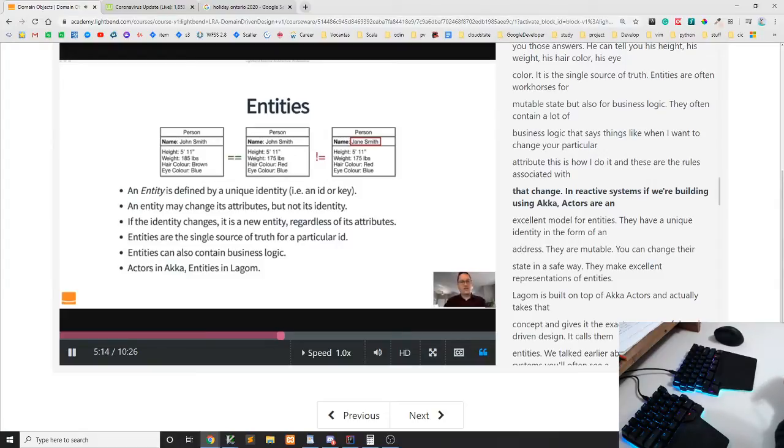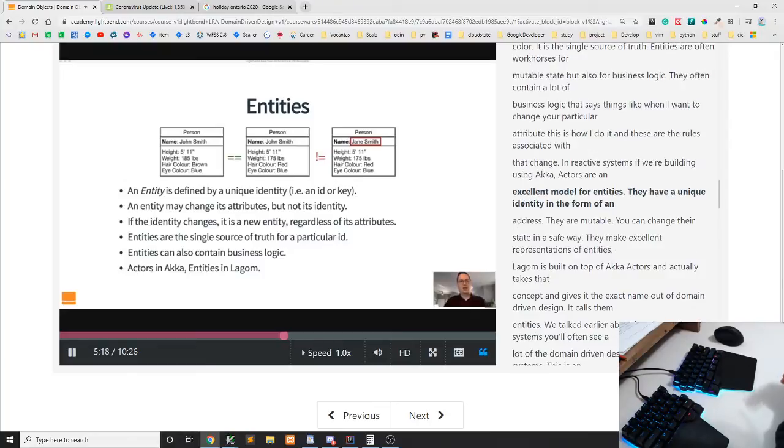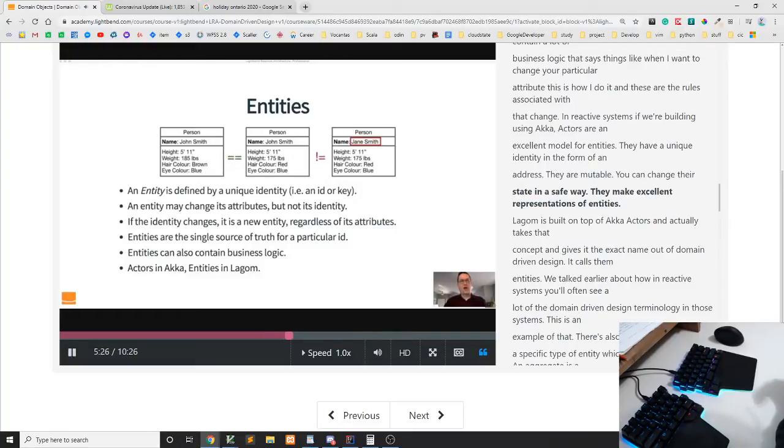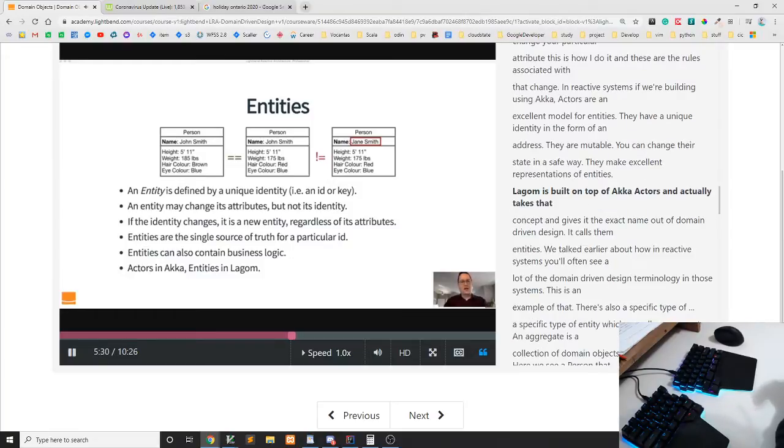In reactive systems, if we're building using Akka, actors are an excellent model for entities. They have a unique identity in the form of an address. They are mutable. You can change their state in a safe way. So they make excellent representations of entities.